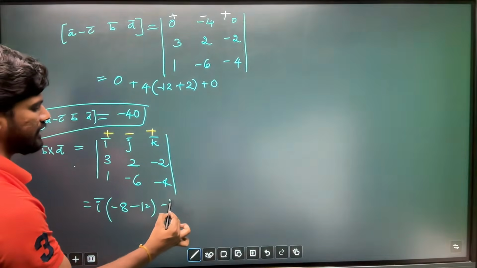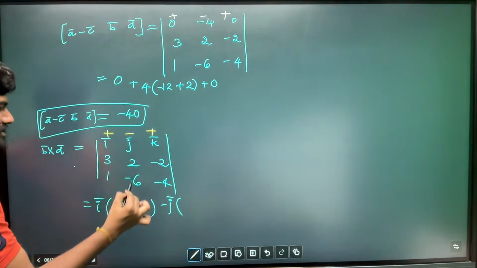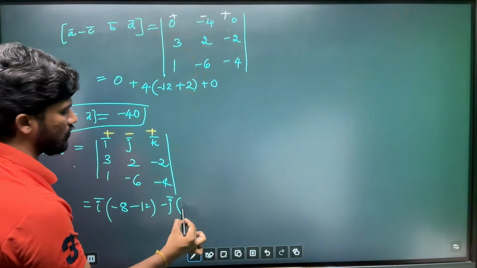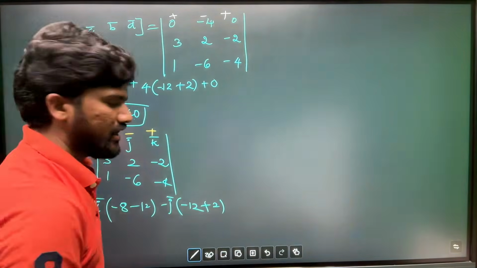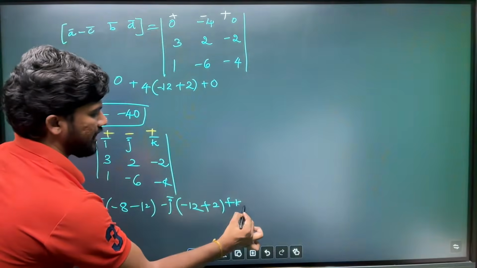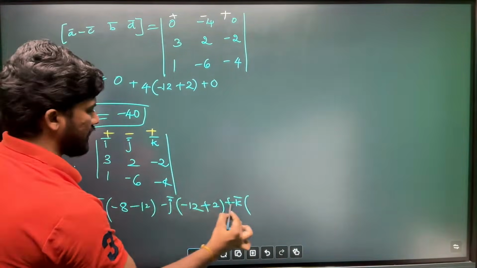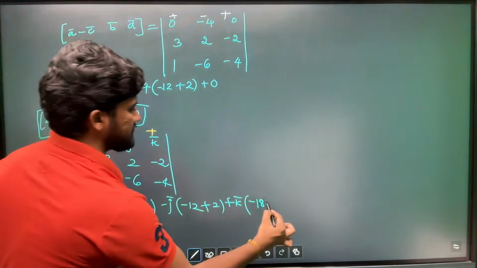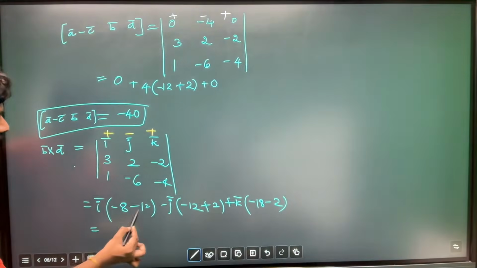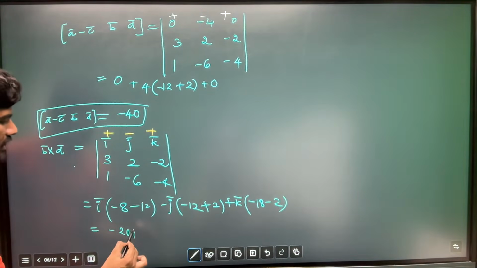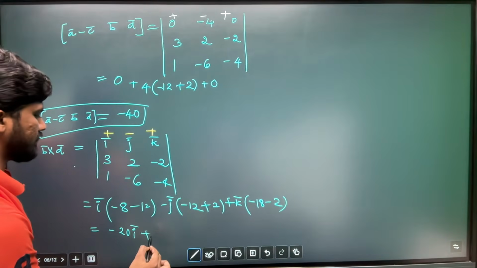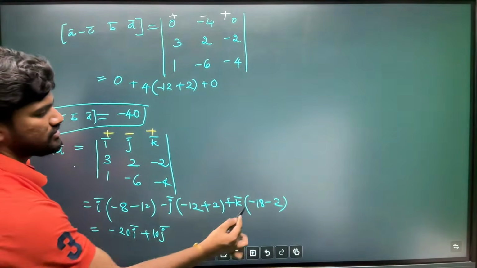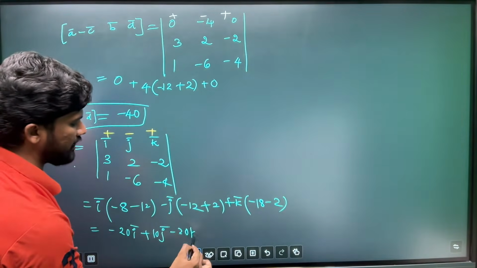Next, minus j bar. So delete first row, second column: 3 into minus 4 minus 12, minus into minus plus 2 into 1 is 2. Next, plus k bar into 3 into minus 6 minus 18 minus 2. Okay, so clear? Minus 8 minus 12, minus 20 I bar, minus 12 plus 2, minus into minus plus 10 j bar. Okay, so minus 20 k bar.